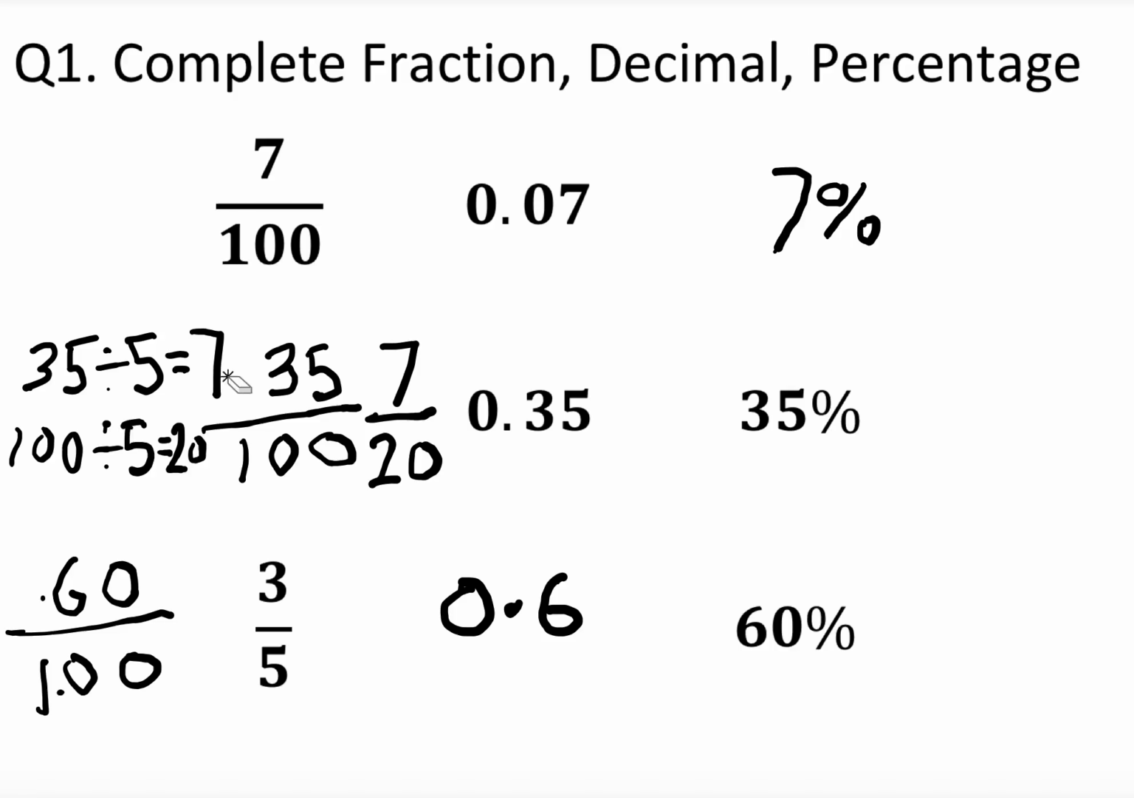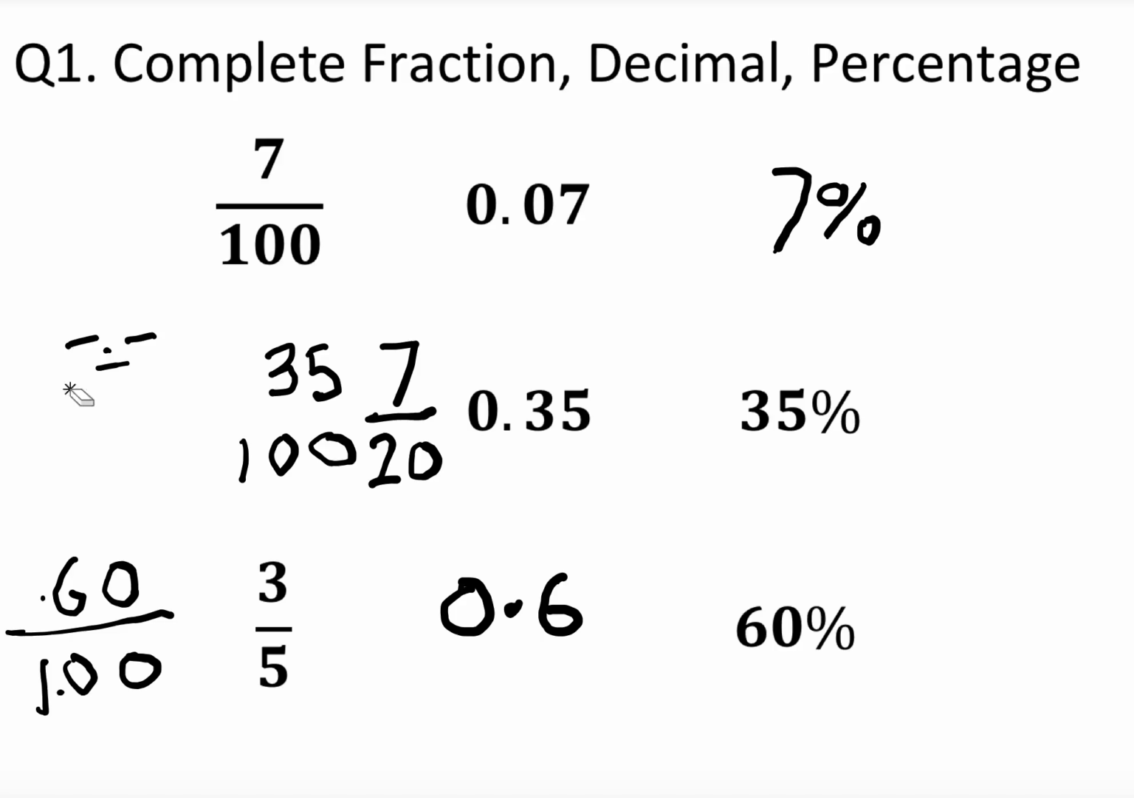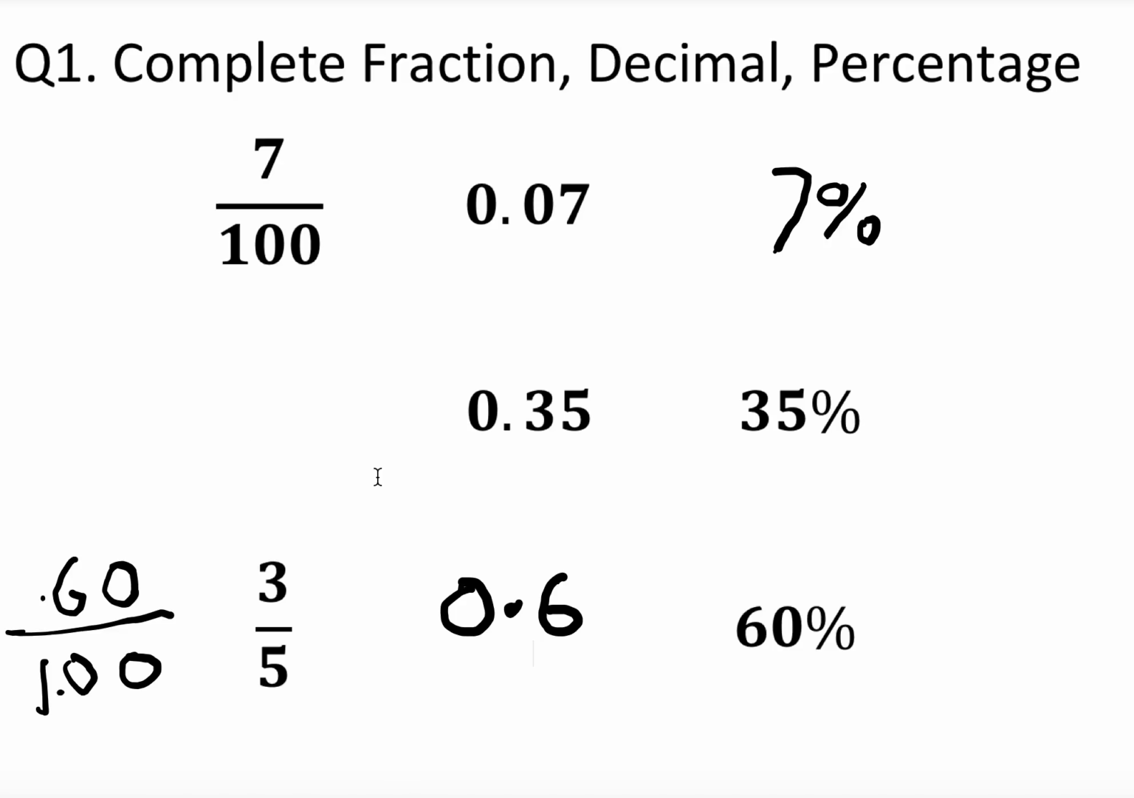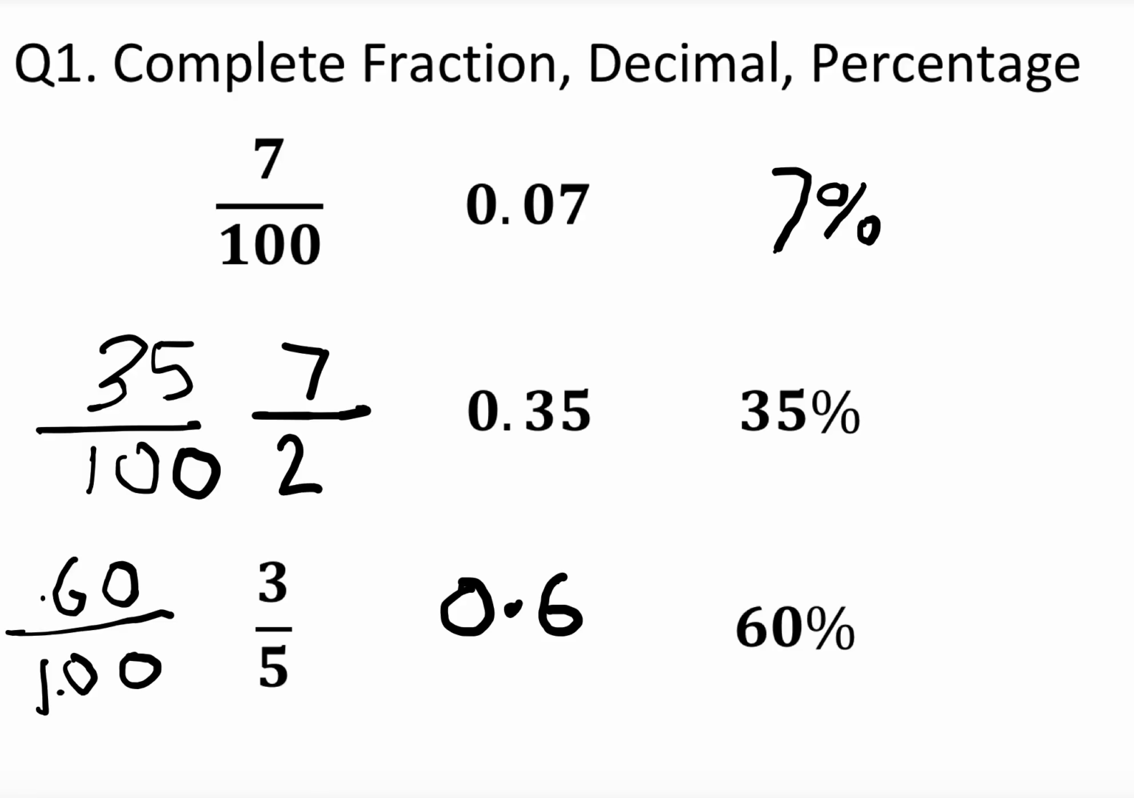So I'm just going to tidy this up a bit, rub a bit of this out, make it a little bit more clearer. So basically, the answer is 35 over 100, and that will cancel down to 7/20. Just to make it a little bit more clearer for those that you can't see, but we did go through the working. Let's move on to question 2.